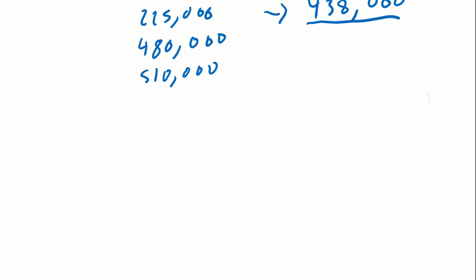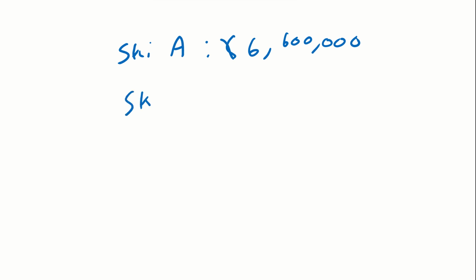So I'm going to give you a problem. The problem is ski resort A. I'm just going to put ski A. In November it gets a total revenue of $6,600,000, and ski resort B in February earns $8,300,000.